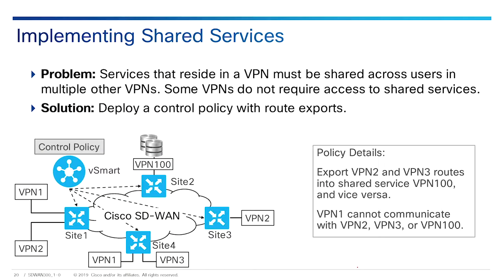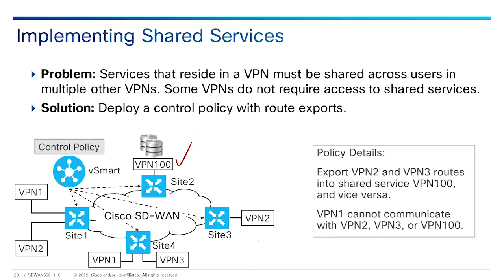So in an enterprise, both the engineering group and HR require access to internal web pages, even though the groups are in separate VPNs. So a control policy can achieve this goal, similar to an MPLS VPN setup. You import and export routes as required. Okay? So the policy detail here is going to be basically that VPN 2 and VPN 3 routes go into a shared service VPN 100 and vice versa.